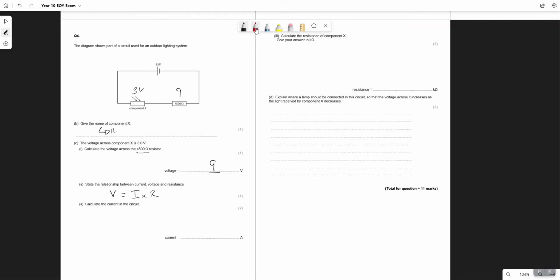Okay, so what we're looking at is what's going on here in the circuit. Because it's a series circuit, we're going to have the same current here and here, but we have to use the voltages across the component. So for this one, substitution or rearrangement is our thing. We've got current is equal to voltage over resistance. So we've got 9 over 4,500, which gives us 0.002.